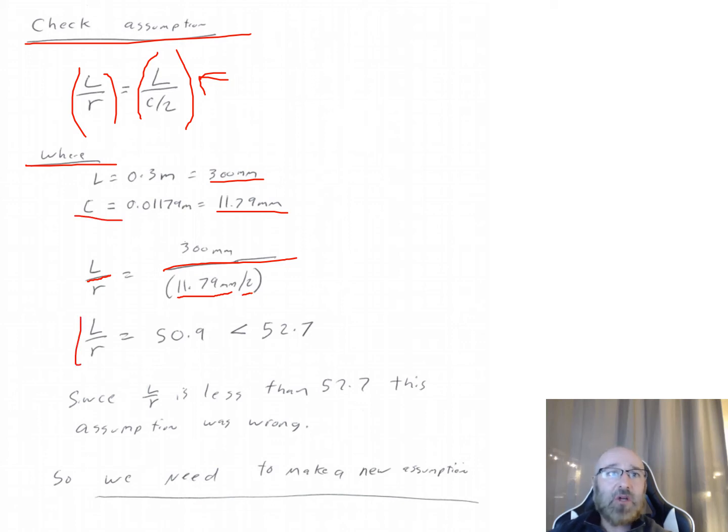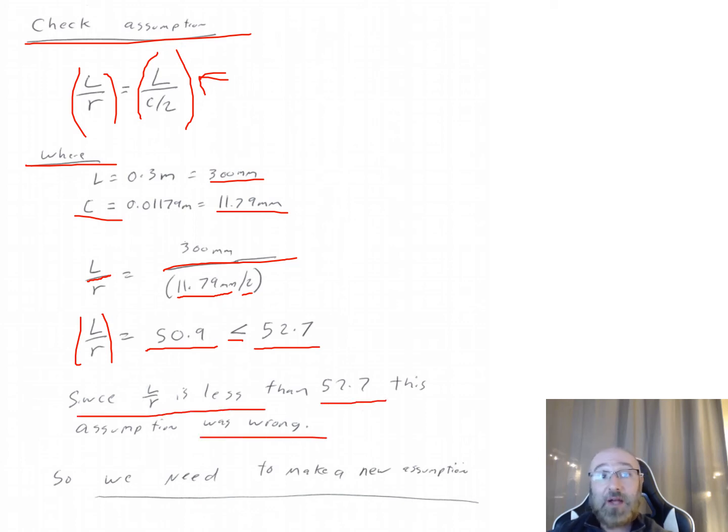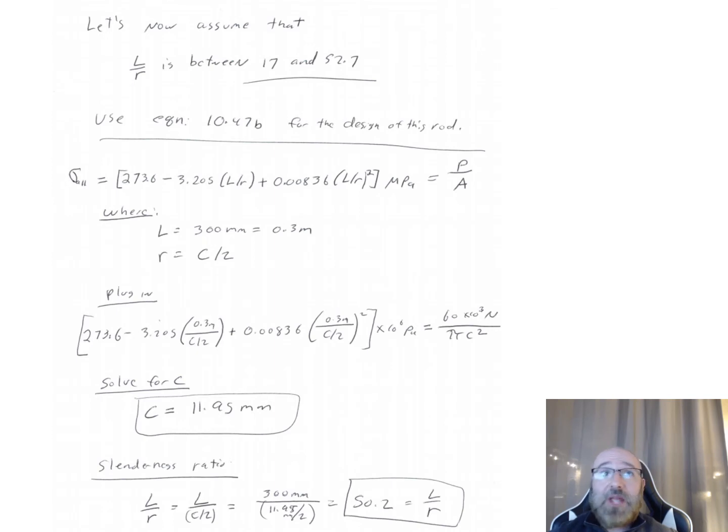So that value for our slenderness ratio comes out to be 50.9, which is going to be less than that 52.7. So our assumption was that it's supposed to be greater, but it's not. So since this L over R is less than 52.7, this assumption is not correct. This is wrong, and we need to go back now and make a new assumption. So for our new assumption, now let's assume that our slenderness ratio L over R is between 17 and 52.7.